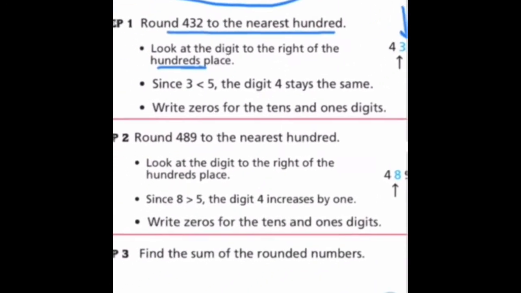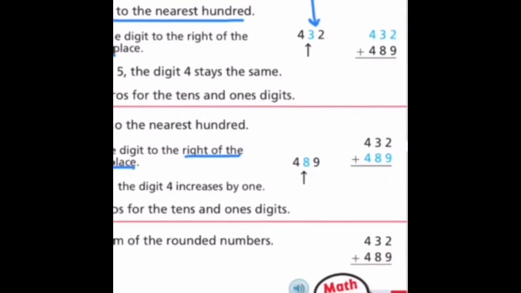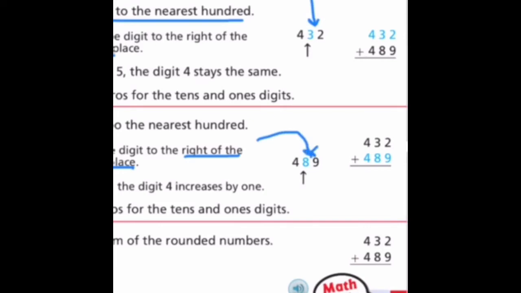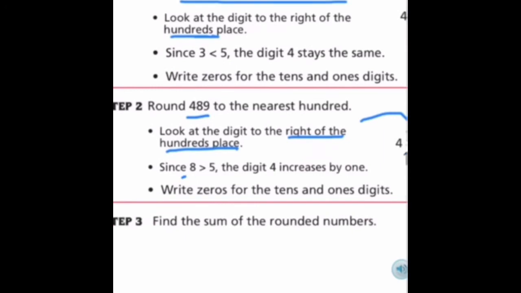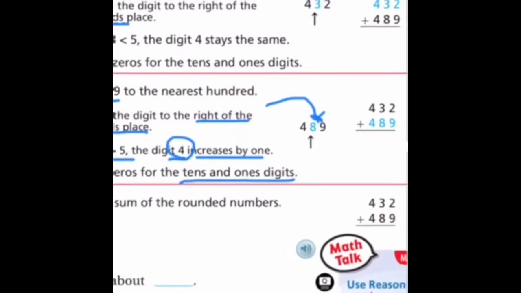All right. Next, we're going to round 489. Again, we look to the right of the hundreds place, which is going to be right here, that 8. There we go, the 8 tens. Since 8 is greater than 5, the tens, we're looking at the tens, 8 tens is greater than 5 tens, so our 400 increases by 1. And again, when we round to the nearest hundred, we end up with zeros in the tens and the ones column. So 489 is closer to 500 than it is to 400.